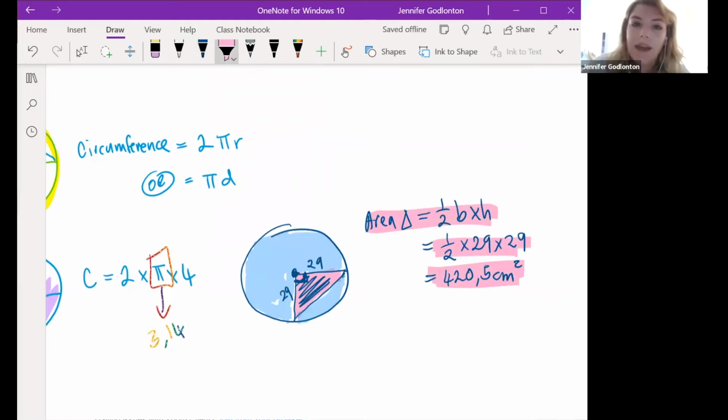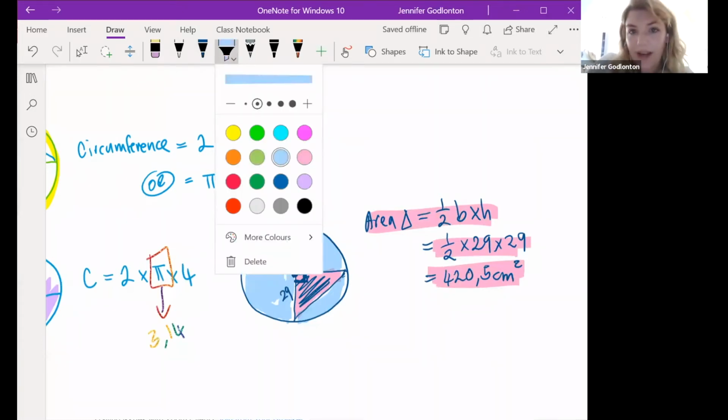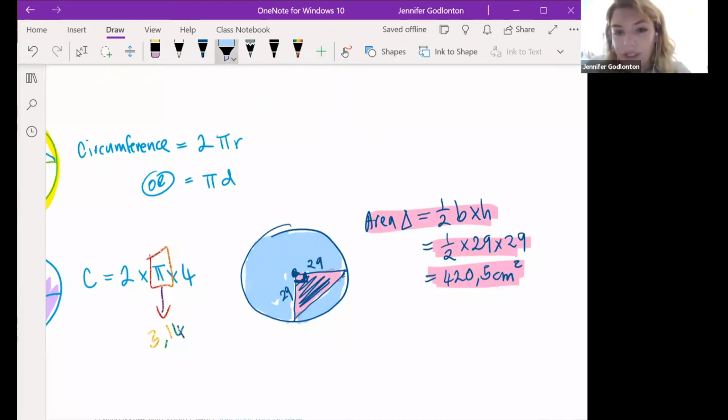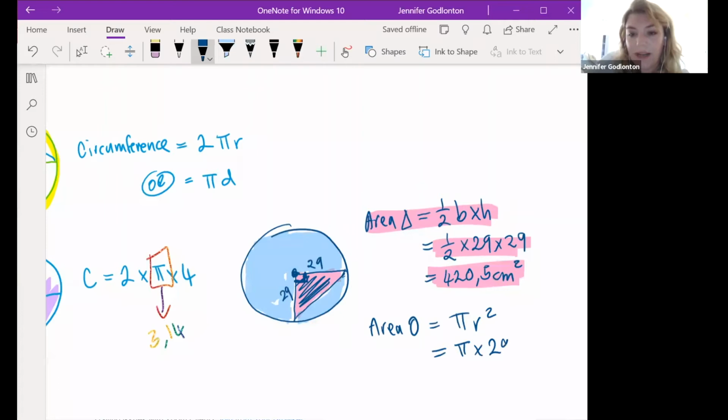Okay. If I wanted the blue area, so when your teacher asked for it, did he want what I've colored in blue, or did he want the area of the full circle? He wanted both. Okay. So the area of my full circle is going to be pi r squared. So that's going to be pi times 29 squared, which is going to give us 2642,08 centimeters squared. So that's my full circle.